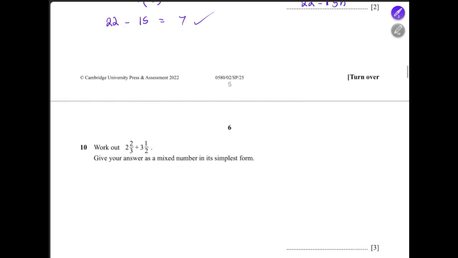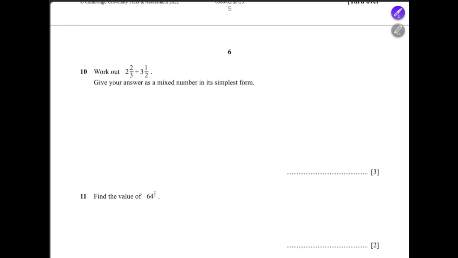Moving on. Okay, so now you have to work out two mixed fractions. Give your answer as a mixed number in its simplest form.